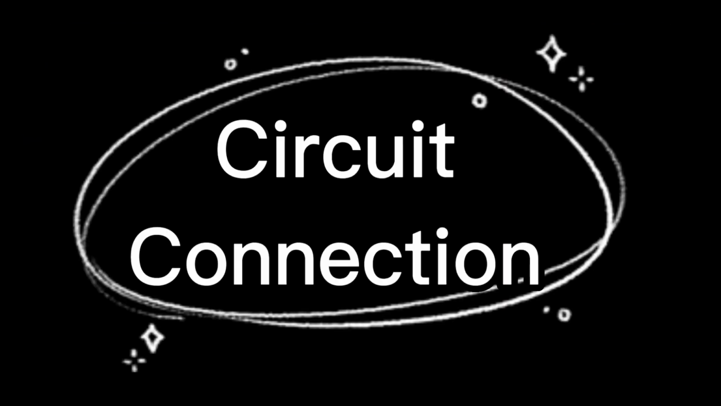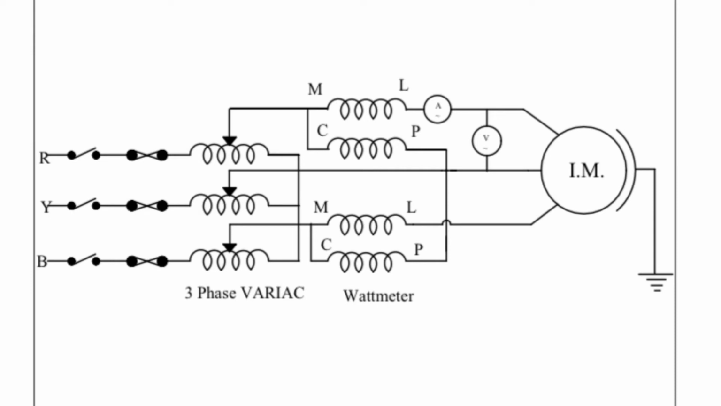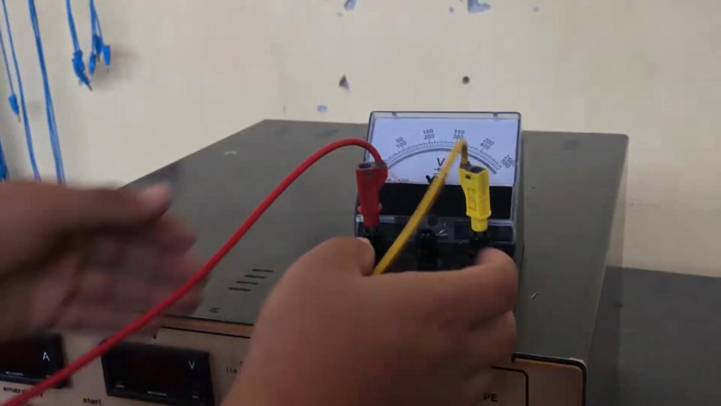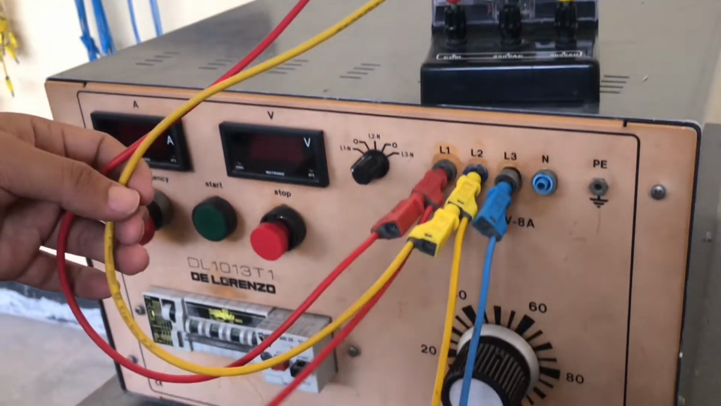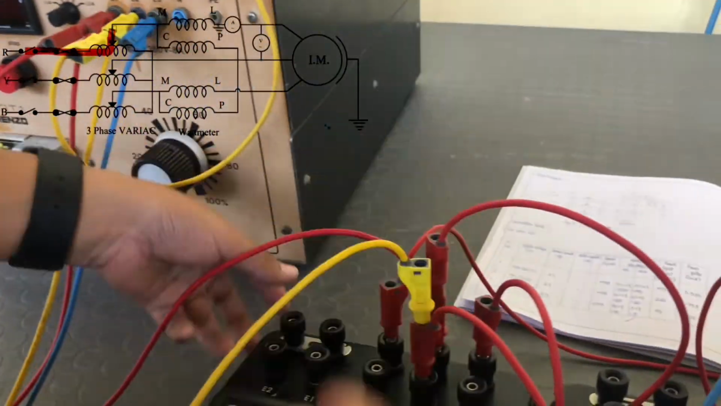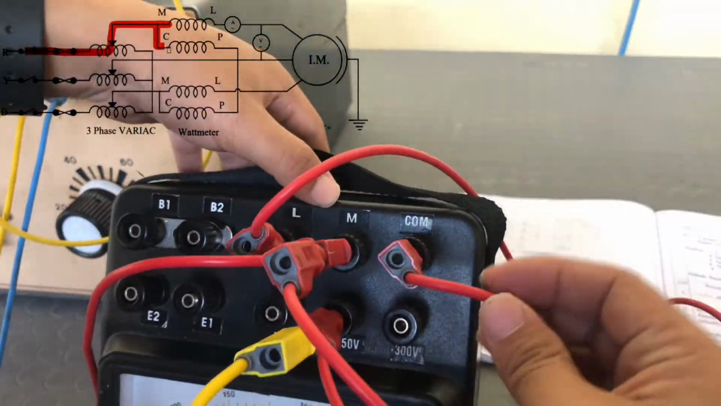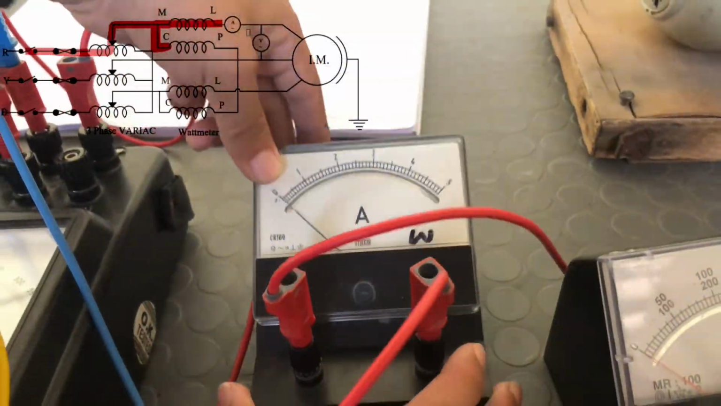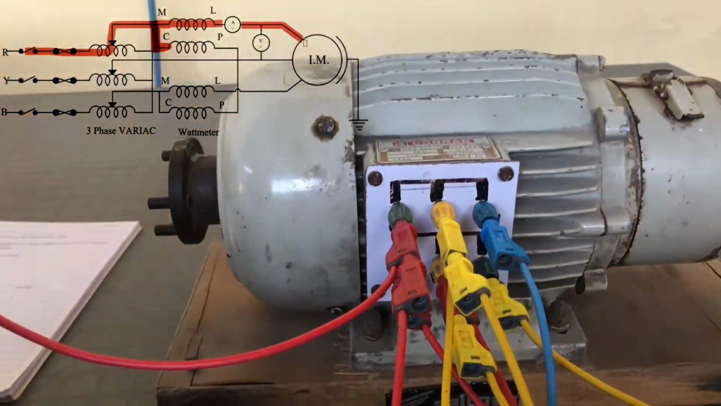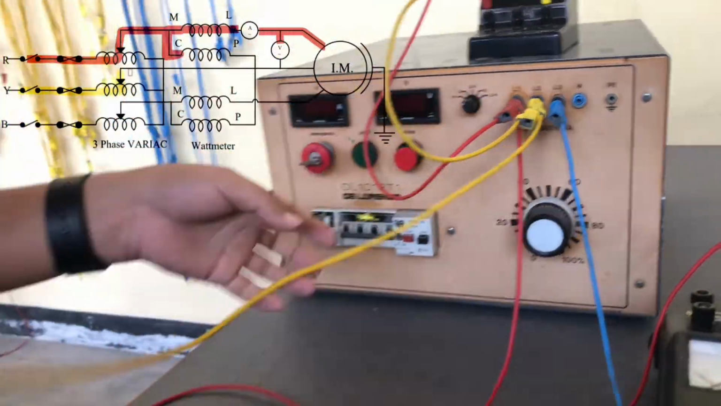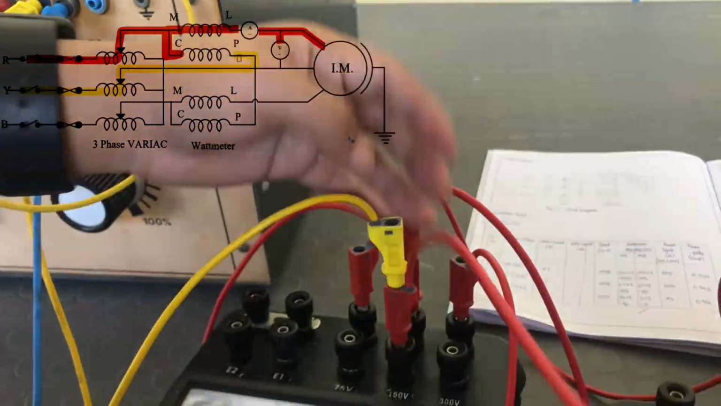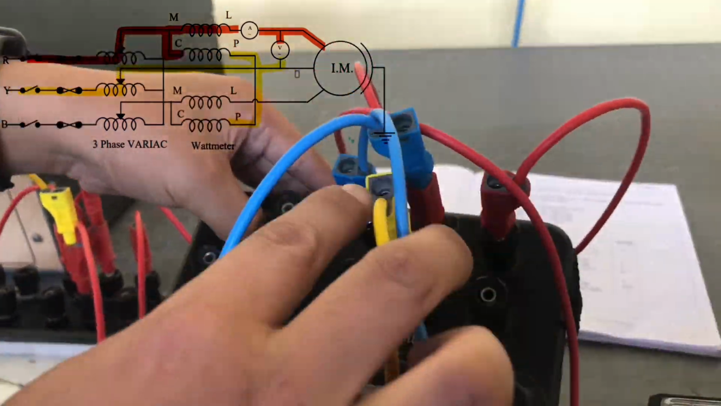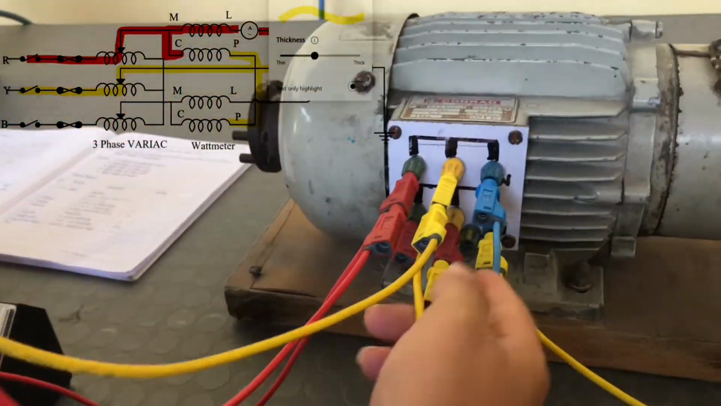The circuit connection is done following the circuit diagram. Here the two-wattmeter method is applied. An AC voltmeter is connected to the supply to measure the input voltage. From the supply, the red phase is connected to the M side of the first wattmeter, and from the L side, it is directly connected to the ammeter, and from there it is connected to the induction motor. The yellow phase from the supply is connected to 150 volt of the first wattmeter, and then it is shorted to 150 volt of the second wattmeter. From there it is directly connected to the induction motor.